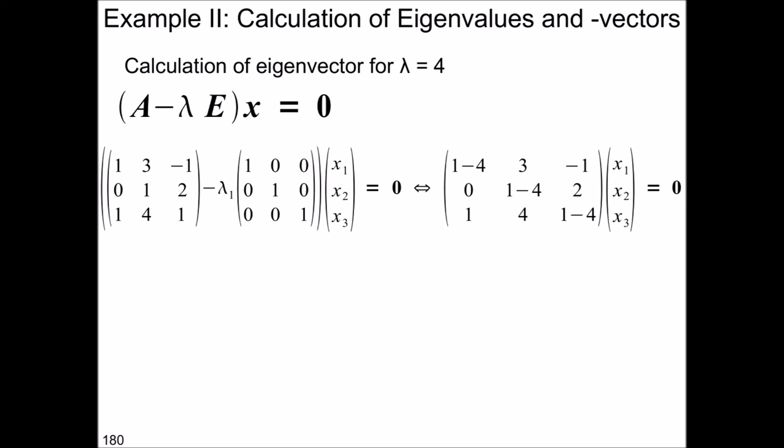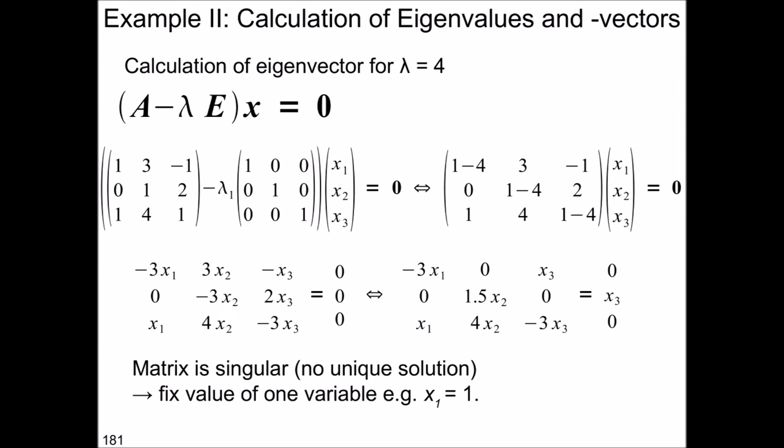So we calculate here the eigenvector for lambda equals 4. How do we do this? Again, we use the initial variance covariance matrix minus lambda times the identity matrix, multiplied with x equals 0. So we put in the eigenvalue, and the eigenvalue is here 4. We rearrange and we obtain this equation system. We know that if we put x1 equals x2 equals x3 equals 0, this would be one solution.